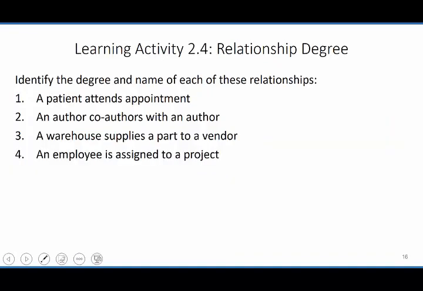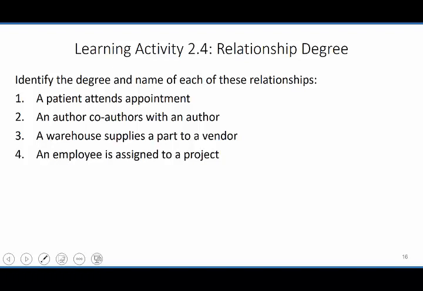So let's look at this learning activity of relationship degree. I want you to identify the degree and the name of each of these relationships. So go ahead and pause the video and try these on your own to identify the degree and name, and then come back and compare your answers.